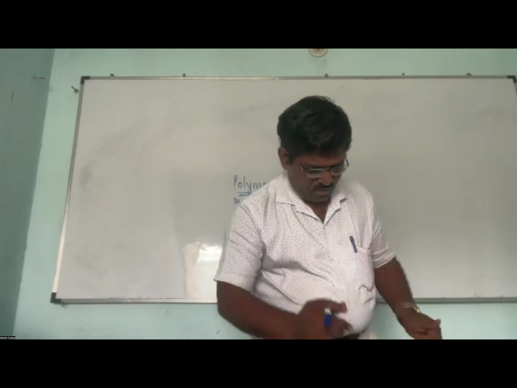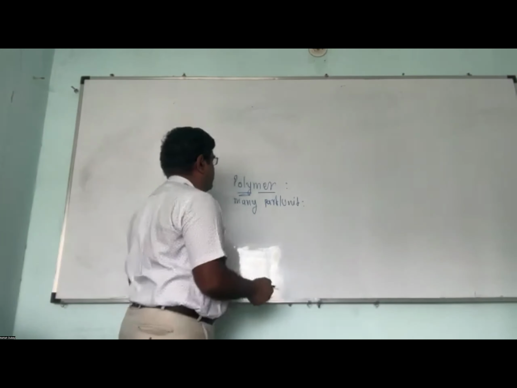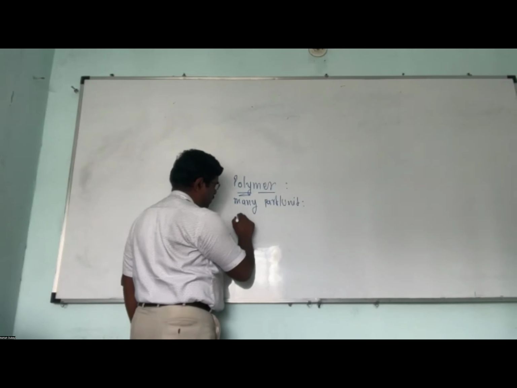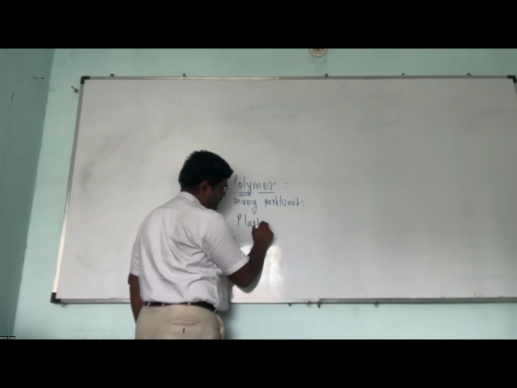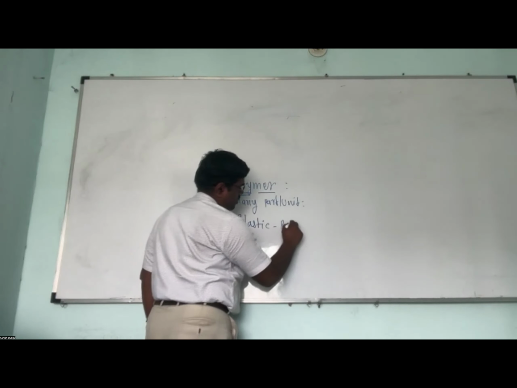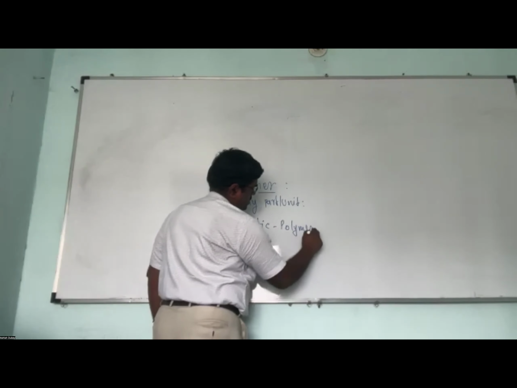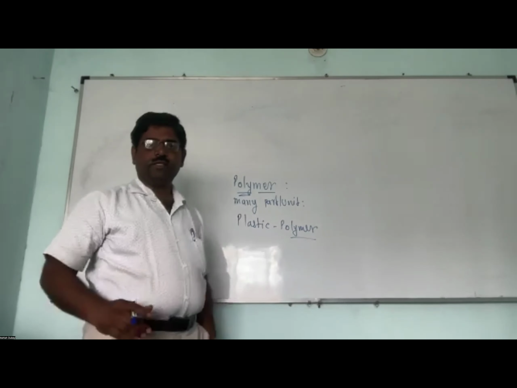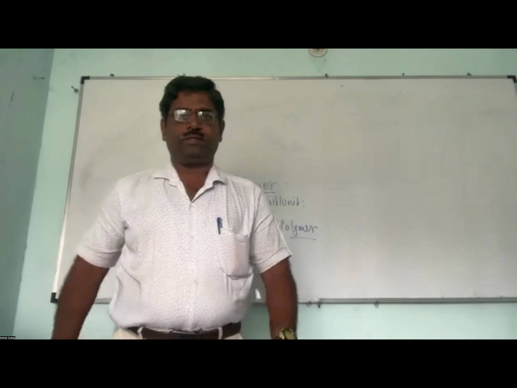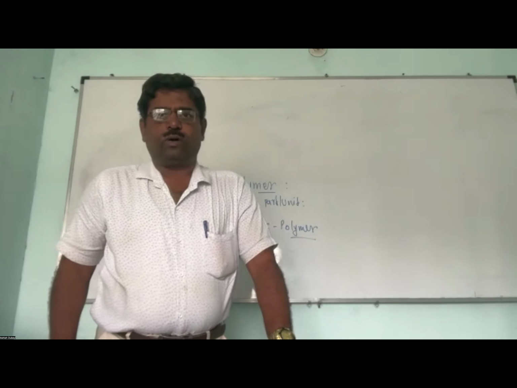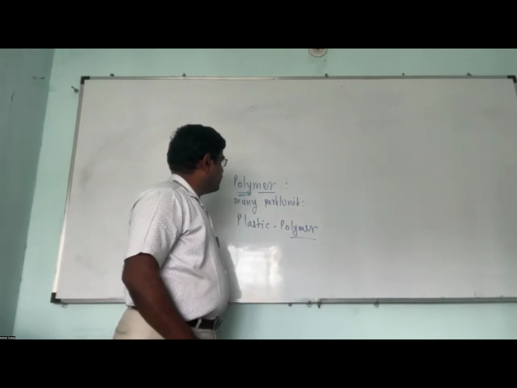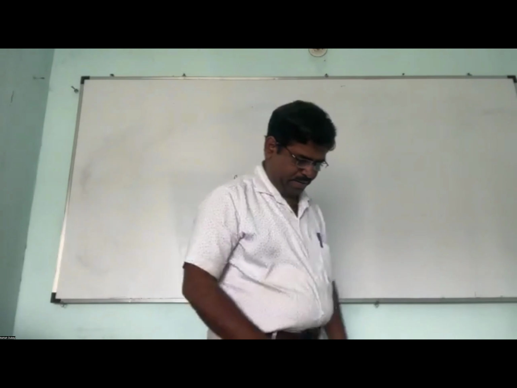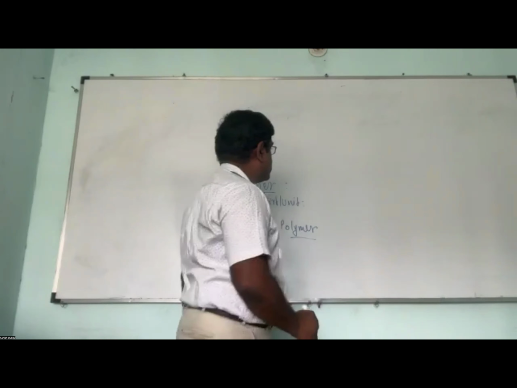Okay. Then yesterday we studied some plastic and resin. Now, what is plastic? Plastic is a polymer. Generally, it is a thermo-softening polymer. That is called plastic. Then next one is resin.